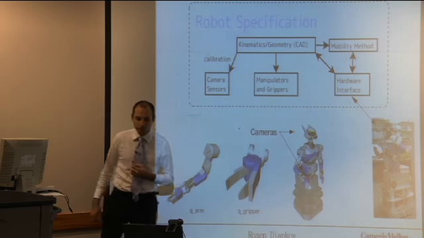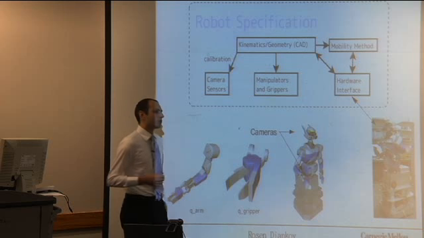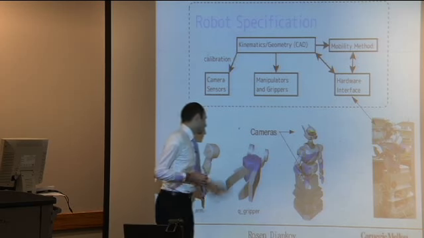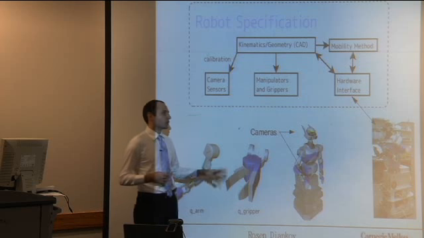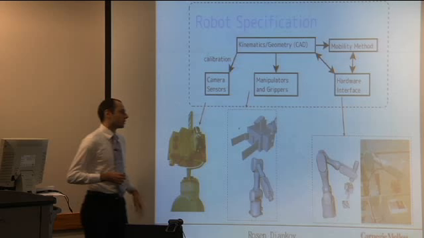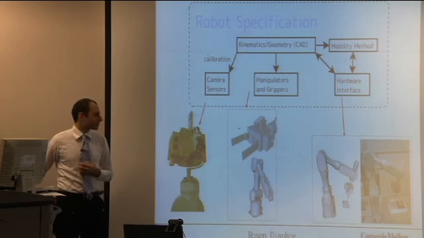So we'll just start with the robot specification. Besides the CAD model, you also want some type of semantic mapping of what a manipulator is, what the gripper is, where the sensors are on the robot, and what the sensor types are. And here's another example of a robot specification that focuses on industrial tasks.